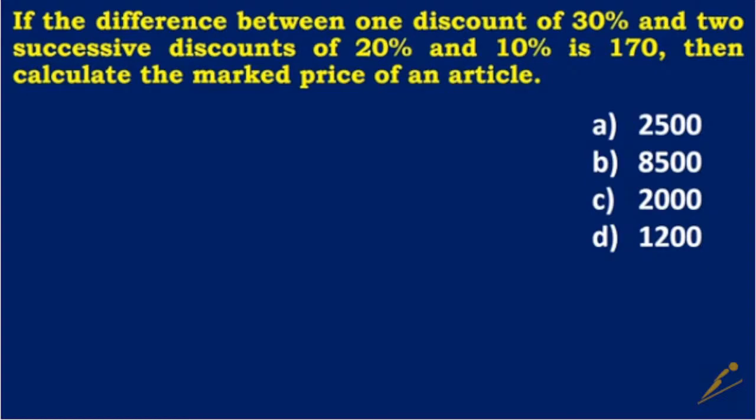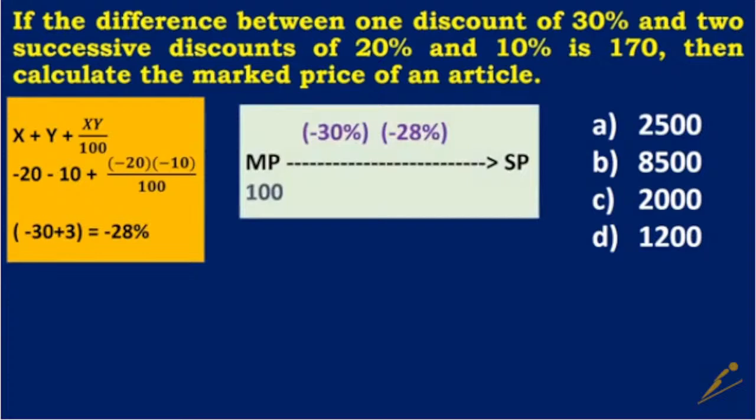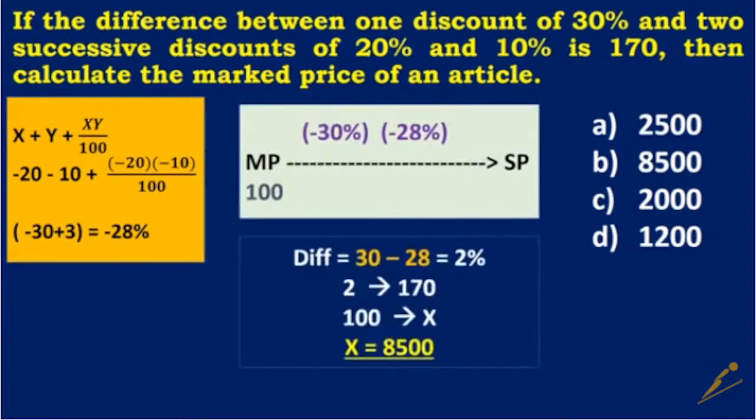We find the net discount percentage. For that, we first find the successive discount percentages of 20% and 10%, which is 28%. Let's assume that the marked price of an article is 100 rupees. The difference between 30% and the net discount percentage of 28% is 2%. The two units are worth 170 rupees. Then the marked price for 100 units becomes 8,500 rupees.